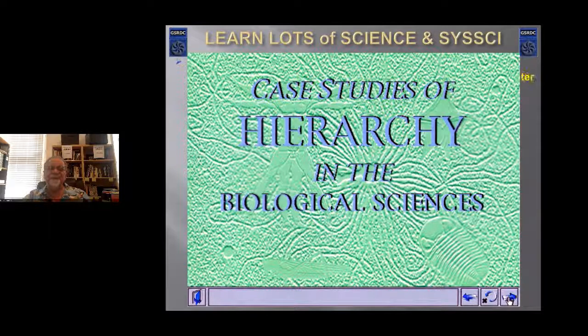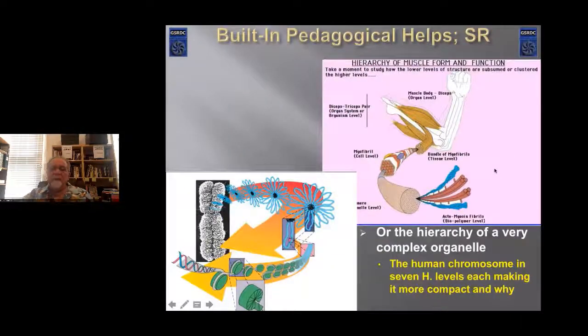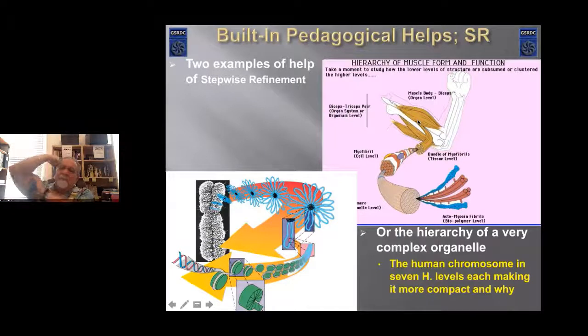And by the time the student finished, of course, they would get, why is the computer not going here? Oh, okay. There were built-in pedagogical helps, and this was the pedagogical help stepwise refinement. We would go from the muscle that they could see in their arm, their biceps, to what it was composed of at the next level of hierarchy, down and down and down, all the way to the actin-myosin fibrils. I'll show you an animation of that later on that helped them understand how the muscle contracts.